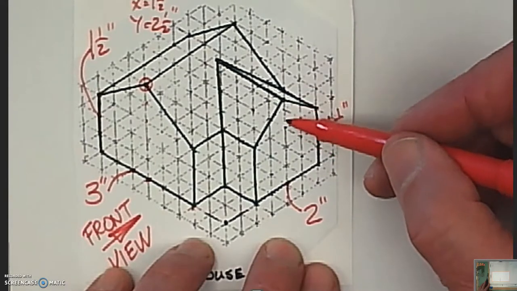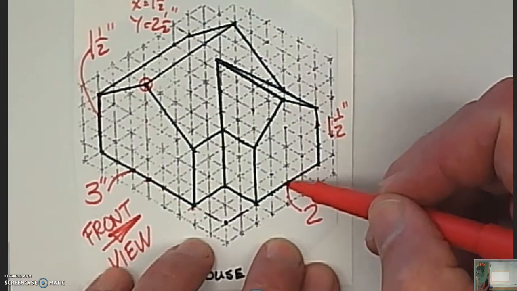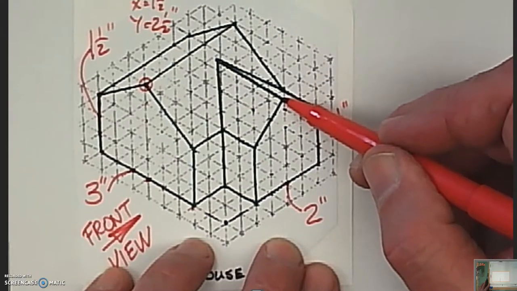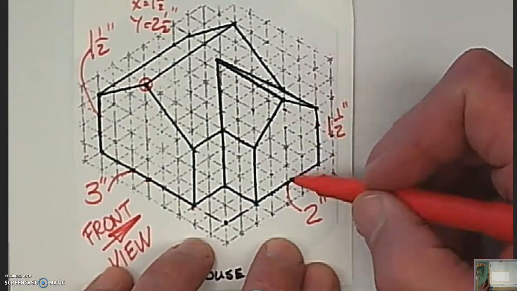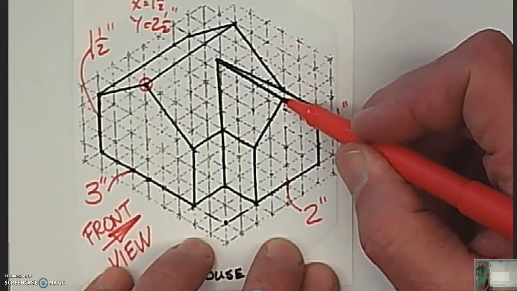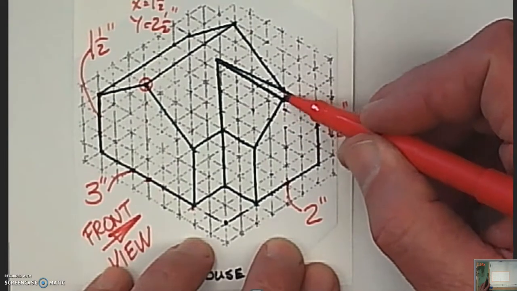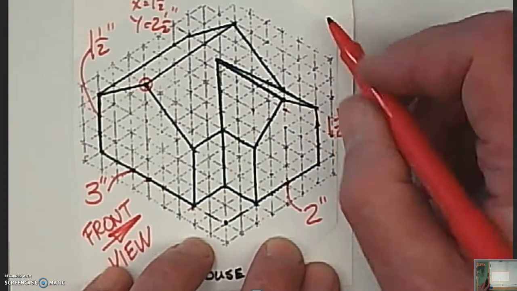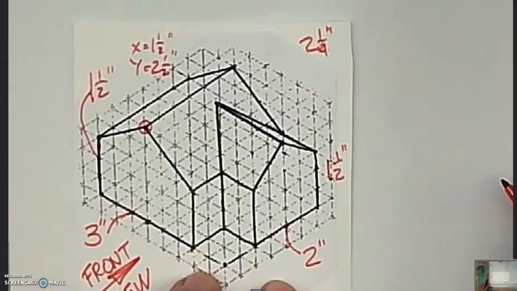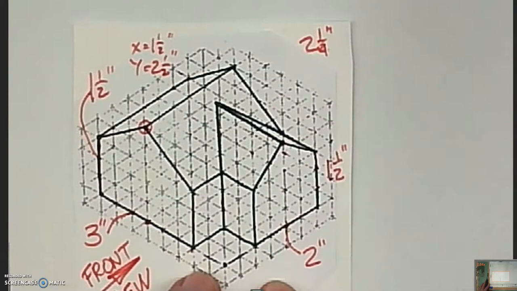This point right here, though, is 1, 2 grids over, so an inch over. Then up, 1, 2, 3, 4 1/2 grids. So if each grid was 1/2 inch, it'd be 2 1/4 inches to the top. So that's 2 1/4 inches. It's not quite 2 1/2, but it's 2 1/4 inches. All right. So I'm going to write that number up here, 2 1/4 inches, to that top point. So I'm going to go over an inch and up 2 1/4 in this right-hand view.